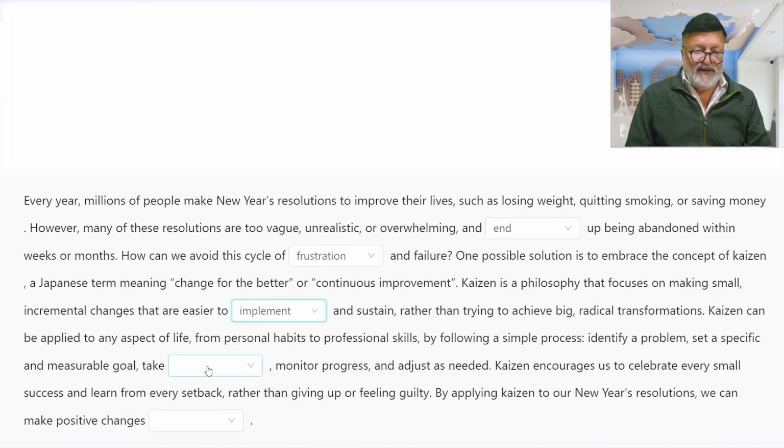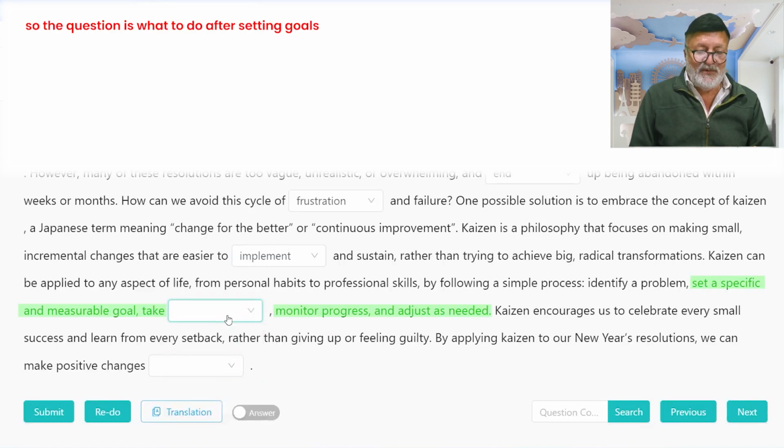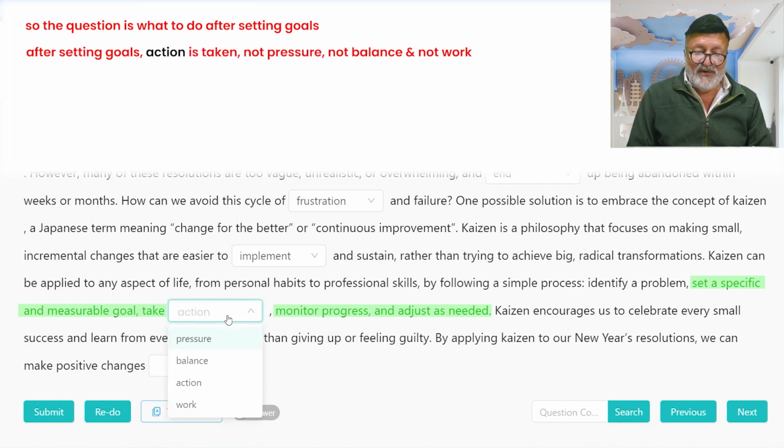In the fourth blank, we can start from "set a specific and measurable goal, take dash, monitor progress and adjust as needed." So the question we need to ask is what to do after setting the goals. In this case, we can straight away choose action because after setting goals, action is taken, not pressure, not balance, and not work.